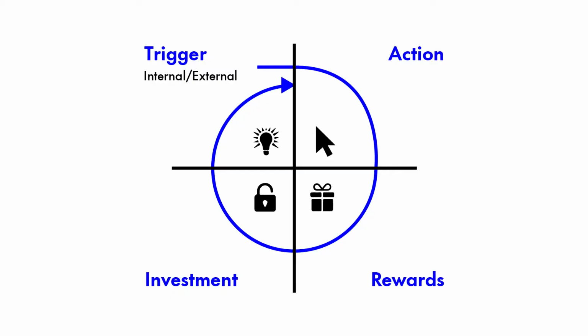Habits are defined as automatic behaviors triggered by situational cues, things that we do automatically with little to no conscious thought. So here's what the Hooked model looks like. There are four hooks to this model: trigger, action, rewards, and investment. The more often users run through this cycle, the more likely they are to form habits.